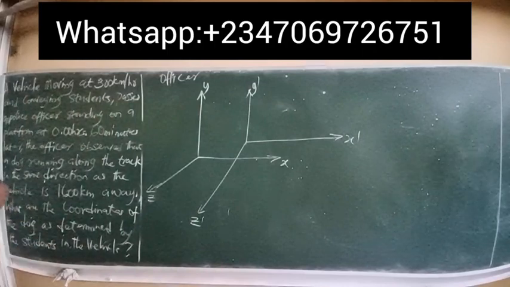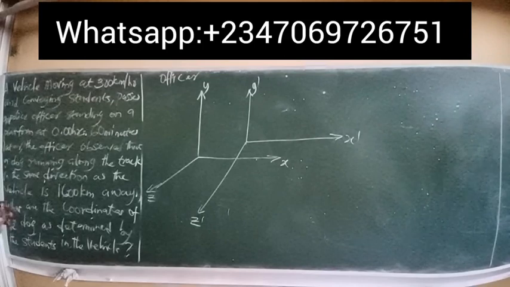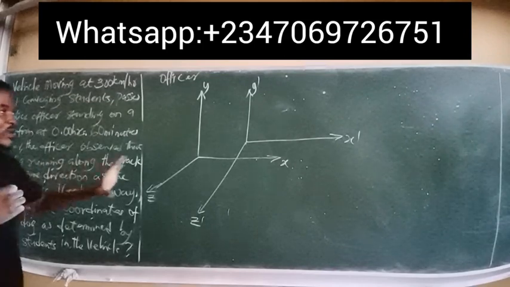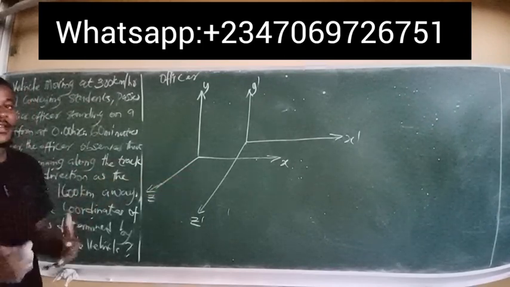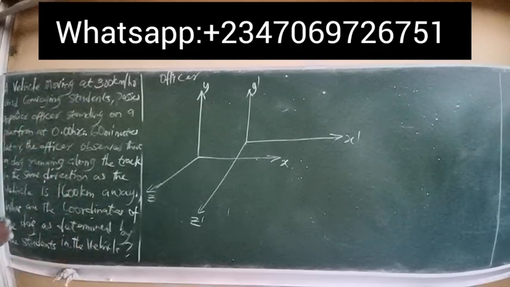Now the question says a vehicle moving at 300 km per hour conveying students passes a police officer standing on the platform. So the vehicle is the second reference frame. The vehicle conveying the students is the second reference frame. If we read through the question again, it says 60 minutes later, the officer observed that a dog running along the same track as the vehicle.